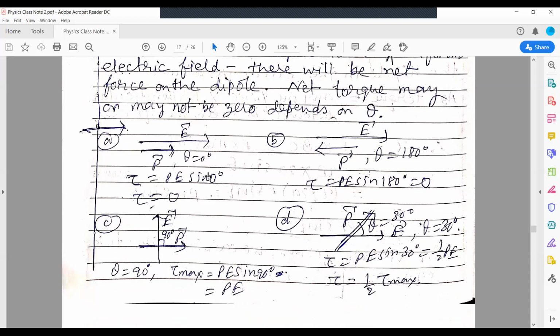Now here, in some cases, these are also asked in different examinations. Just observe the figure diagram. P vector, E vector, angle is theta, 0 degree. Tau is equal to P E sin theta. At that time it is 0. That means when theta is 0 degree, torque is 0. When theta is 180 degree, torque is also 0. It is the stable equilibrium position.